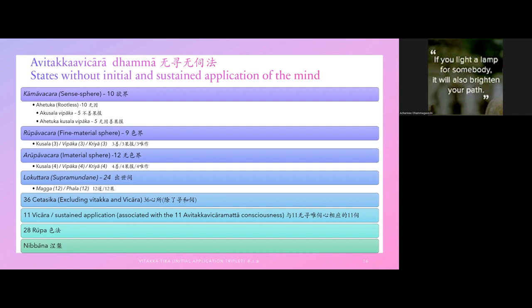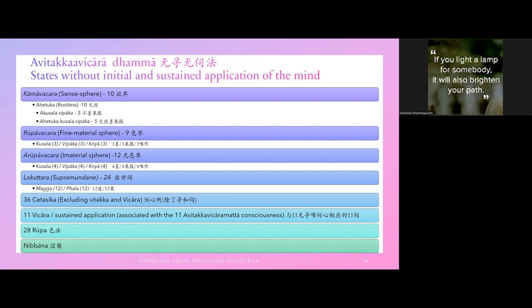So we get 4 kusala, 4 vipaka and 4 kriya. Under lokuttara, we get 24. We get here again the 3rd, 4th and 5th jhana, magga and phala. So we get 12 each from each group. Together with these, we get 36 cetasika, and we have to deduct the vitakka and vichara from 38. That is how we get 36.